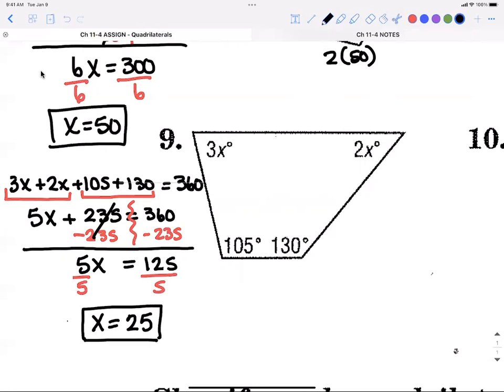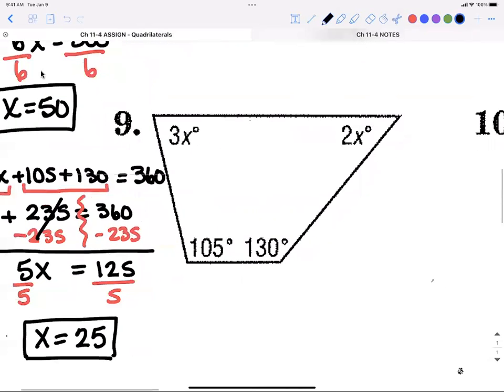Now I'm going to go up here into my quadrilateral. And on this first one, I get 3 times 25, which tells me that this angle is 75 degrees. And 2 times 25 is 50, and so this angle is 50 degrees. And of course, if you ever want to check your work, you can add 105 plus 130 plus 75 plus 50, and those will all total up to 360.